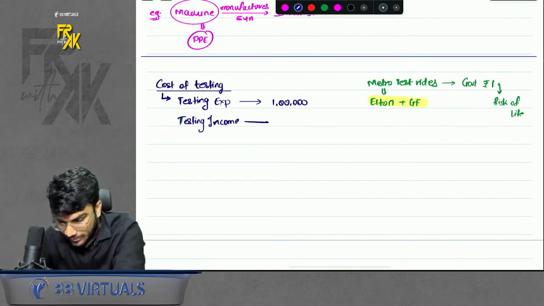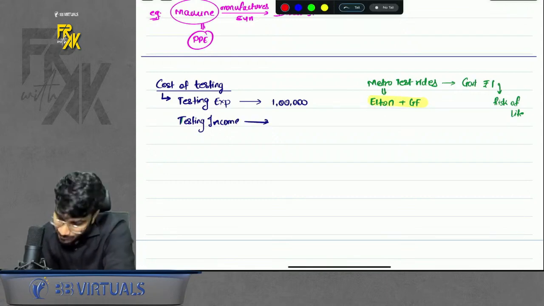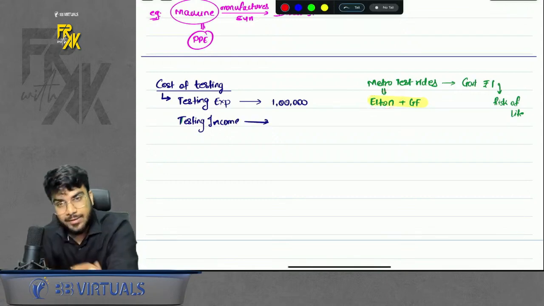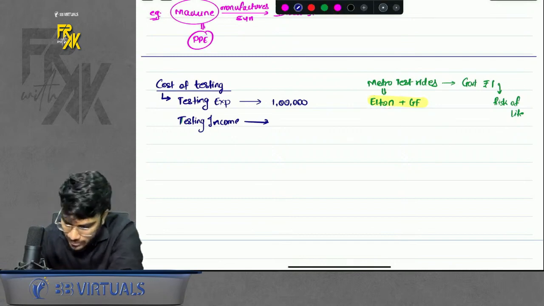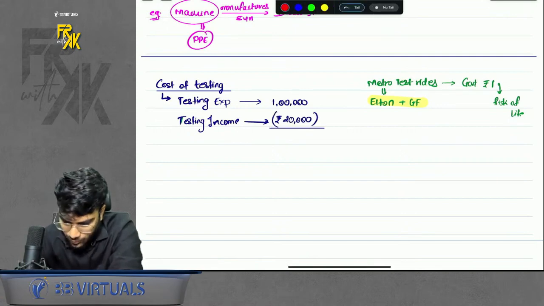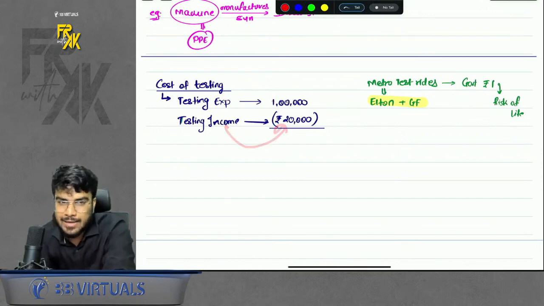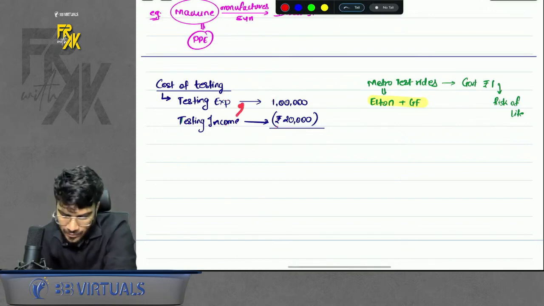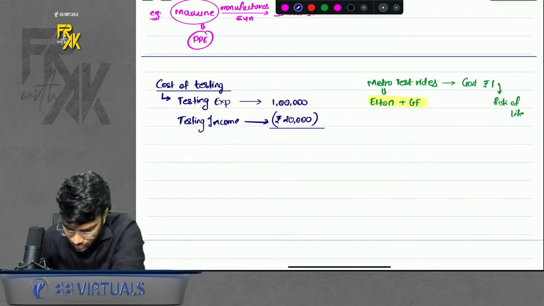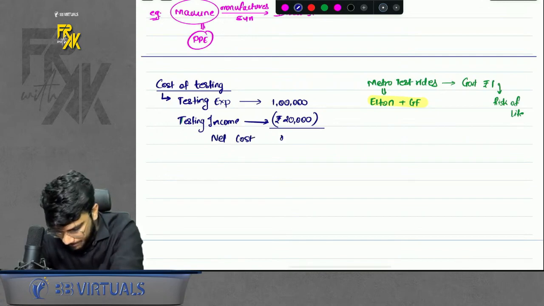So let's say by doing this scheme, there were many girlfriends, many people like L10 who attended, and the government was able to collect 20,000 of proceeds from this. So on one side you are incurring an expense of 1 lakh, on the other hand you are earning an income of 20,000 against this expense. So your net cost is how much? Your net cost is 80,000.